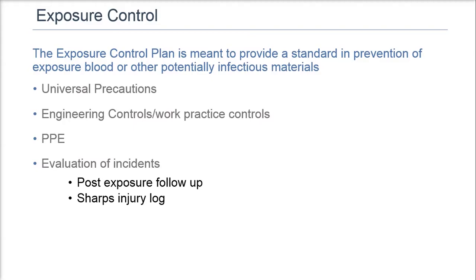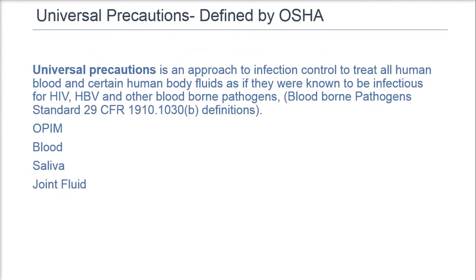Universal precautions is the approach that we would treat all team members or patients as if they had an infectious disease. That would include other potentially infectious material, blood, saliva, and joint fluid. We are to also follow engineering controls and work practice controls. Here are some examples of both.